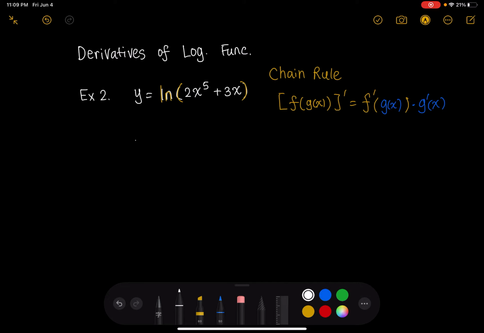So in our case, y prime equals the derivative of the natural log, which is 1 over the inner function, and the inner function is 2x to the fifth power plus 3x. Then you multiply by the derivative of the inner function, so it's a polynomial. Power 5 comes down, 2 times 5, 10. X to the power decreased by 1, plus the derivative of 3x is 3. So that's it.